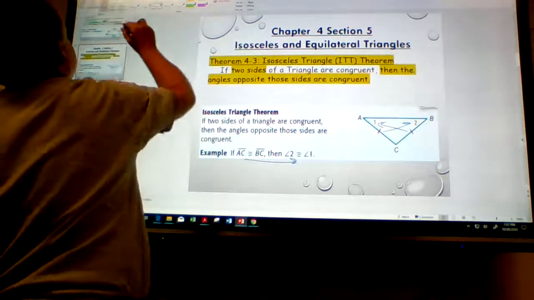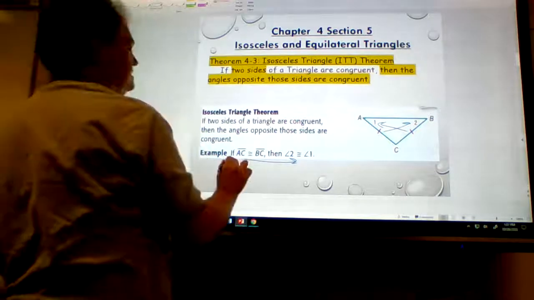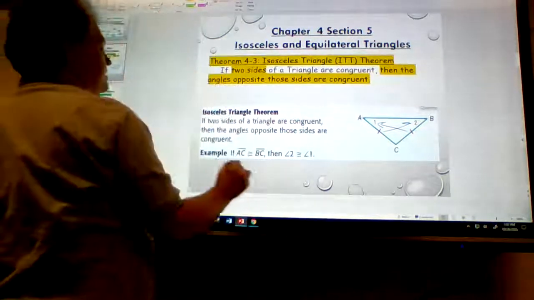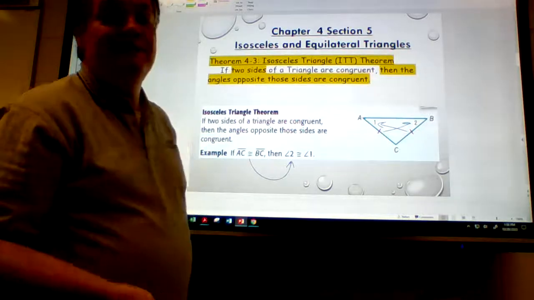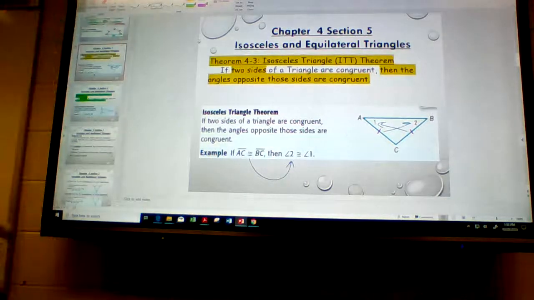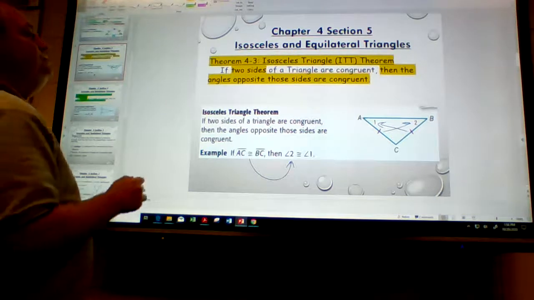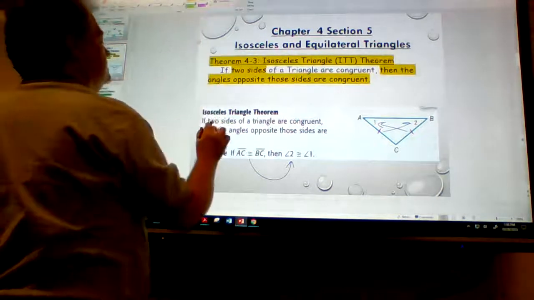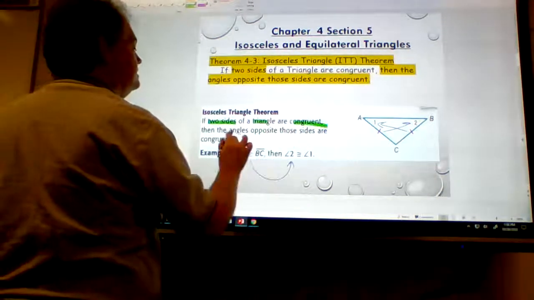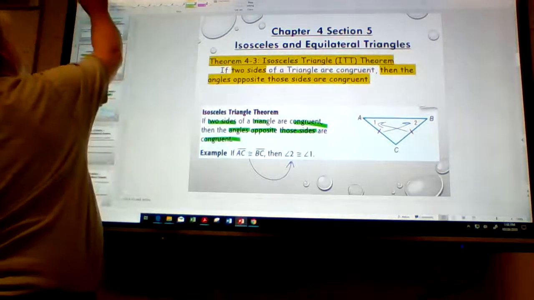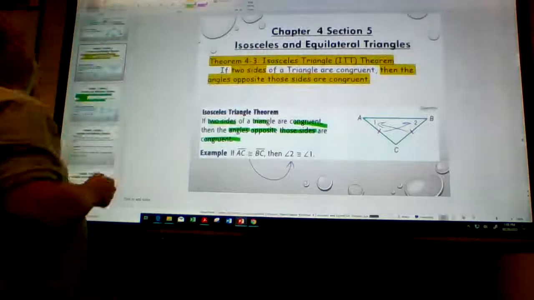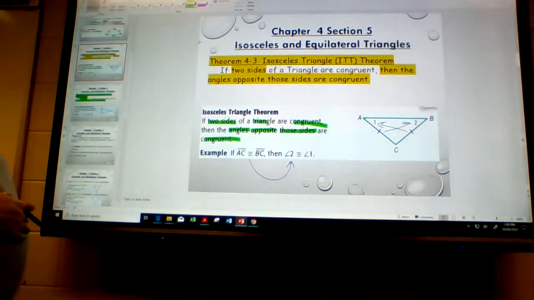Let me redraw that. I don't like that, so I'm going to fix it. That's kind of what we do. If you don't like something, you fix it. If you can't fix it, you live with it. But in this case, we can fix it. So there you go. Okay. So the isosceles triangle theorem says if two sides of a triangle are congruent, then the angles opposite those sides are congruent. All right. So that's that.